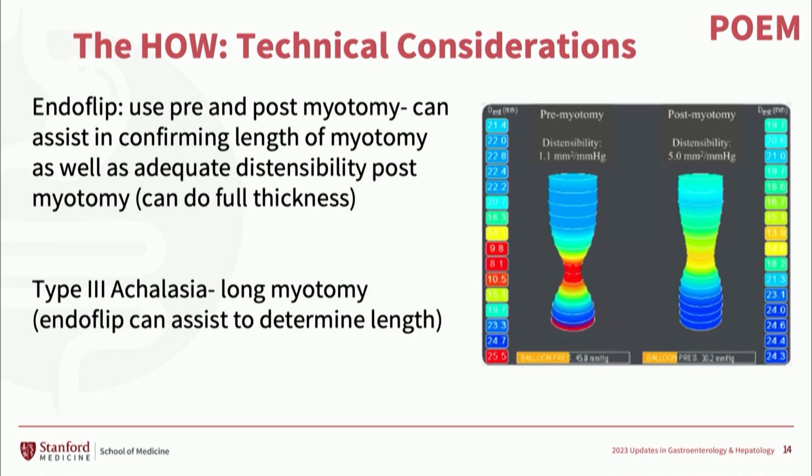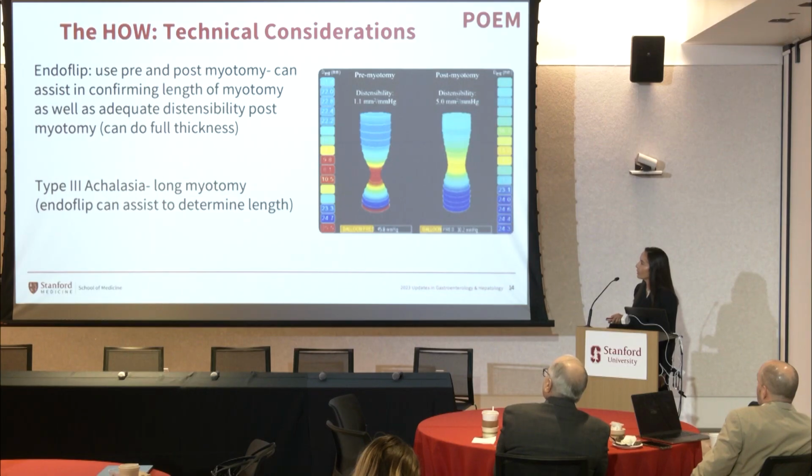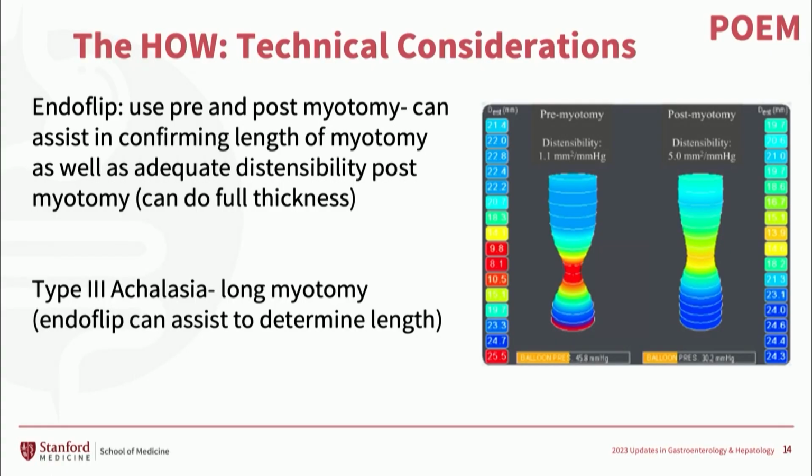As mentioned, we do use EndoFlip routinely with our POEM cases, both pre and post myotomy. It can assist in confirming the length of myotomy needed, as well as confirm adequate distensibility and diameters post myotomy. So there are instances where we may not be satisfied post myotomy, might be surprised based off what things looked like endoluminally, and go back, try to dissect a little bit more, and at times do full thickness or longitudinal myotomy as well across the LES in those areas.